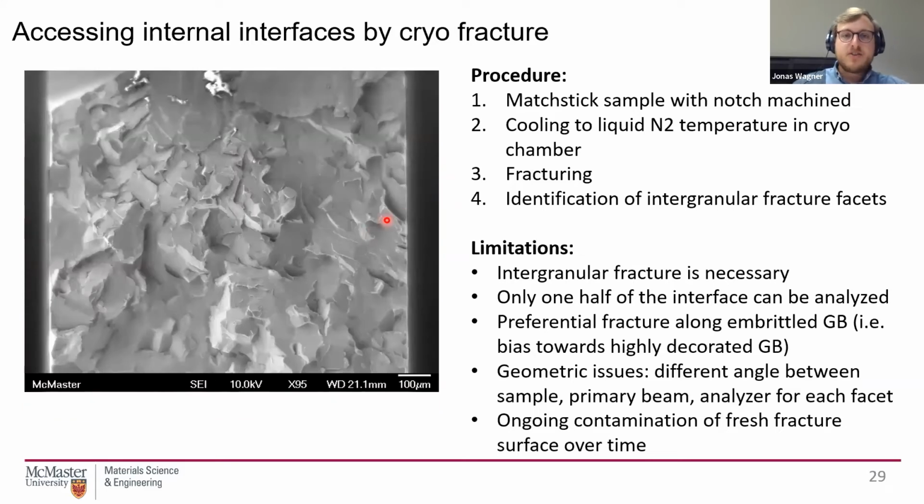It is sometimes not as easy as it sounds, because in order to characterize segregation at the grain boundary, first you need to cause intergranular fracture. That works well with species which cause further embrittlement. But if the segregation doesn't happen to a strong degree, or it is a species that even strengthens the grain boundary, then this is very challenging. Also, you can only analyze one half of the interface, right? The other piece will be lost inside the instrument.